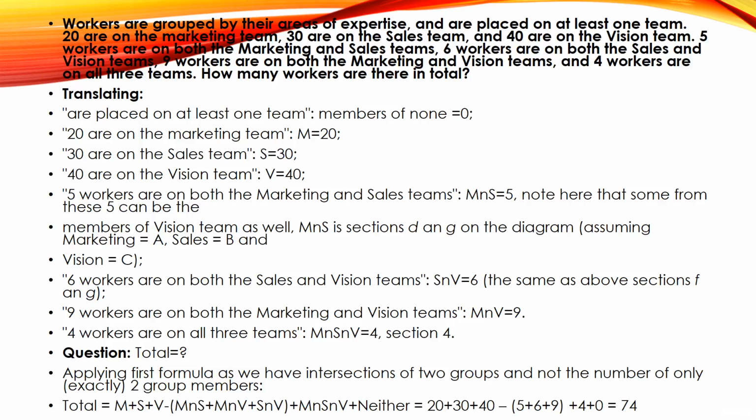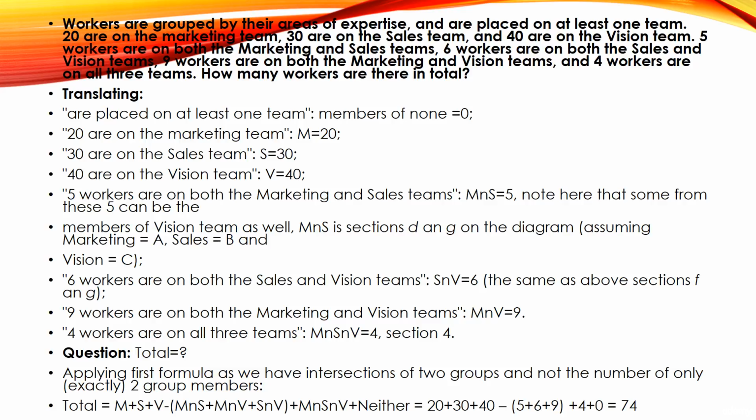Workers are grouped by their areas of expertise and are placed on at least one team. 20 are on the marketing team, 30 are on the sales team, and 40 are on the vision team. 5 workers are on both the marketing and sales team. 6 workers are on both the sales and vision teams. 9 workers are on both the marketing and vision teams, and 4 workers are on all three teams. How many workers are there in total?